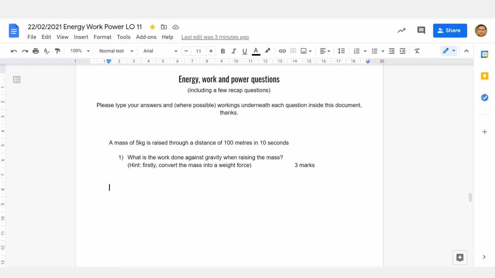So a mass of 5 kilograms, and of course that mass will have a certain weight or force that it's being dragged down by gravity. A mass of 5 kilograms is raised through a distance of 100 meters in 10 seconds. What's the work done against gravity? So gravity's pulling it down by a force, and it's raised against that force 100 meters up.